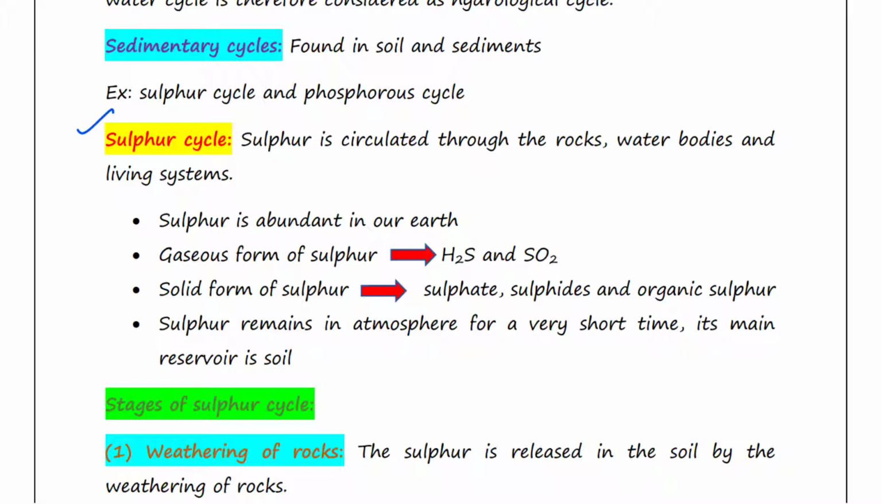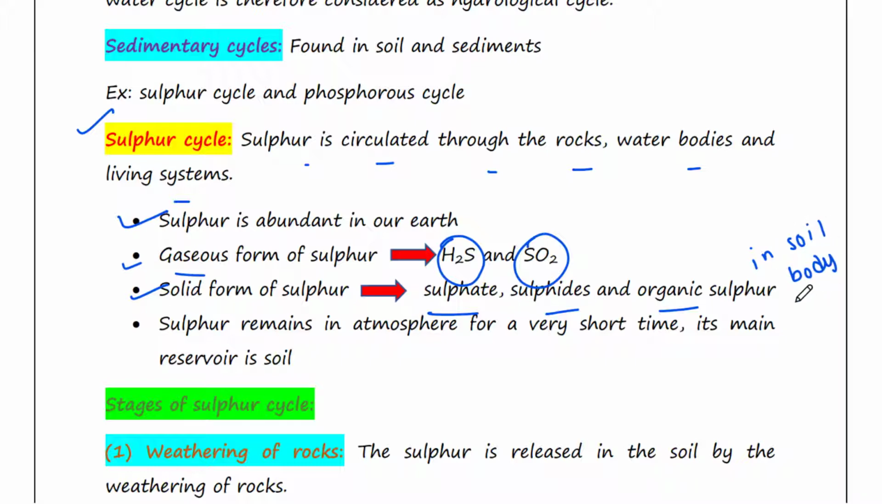Okay. So the sulphur cycle is the process where sulphur is circulated through the rocks, water bodies and living systems. Sulphur is abundant on our earth and it occurs in gaseous form as H2S and SO2, as well as in solid form as sulfates, sulfites and organic sulfur in soil and in the body of living organisms. Now, sulphur remains in the atmosphere for a very short time. So, its main reservoir is soil.